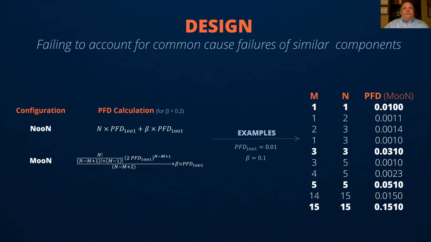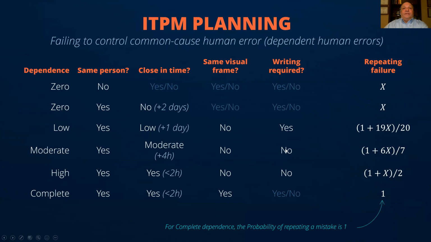If you have 15 out of 15, then your PFD, your probability of failing on demand, is 15 out of 100 roughly, instead of 1 out of 100. But if you had 15 out of 16, your PFD would drop again to about 1 out of 100, which is about where you want it. So you need to design in extra capacity to account for common cause failure of the similar devices.